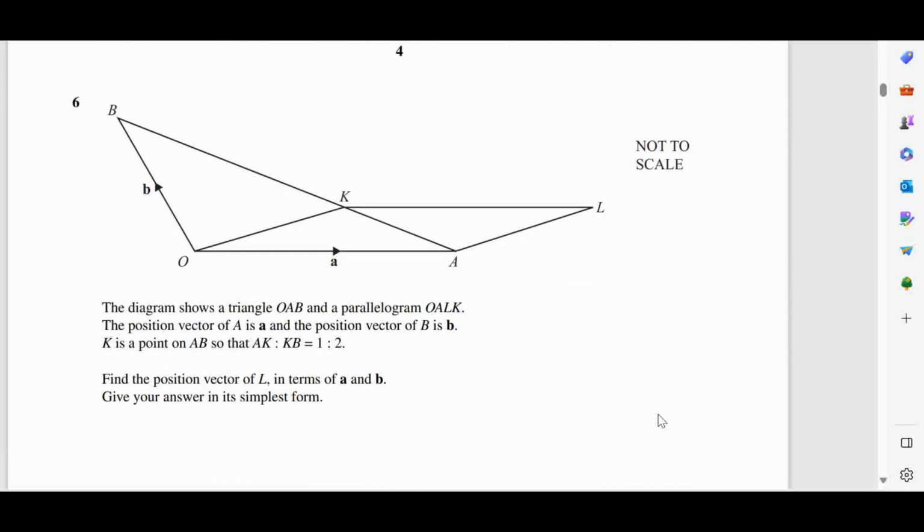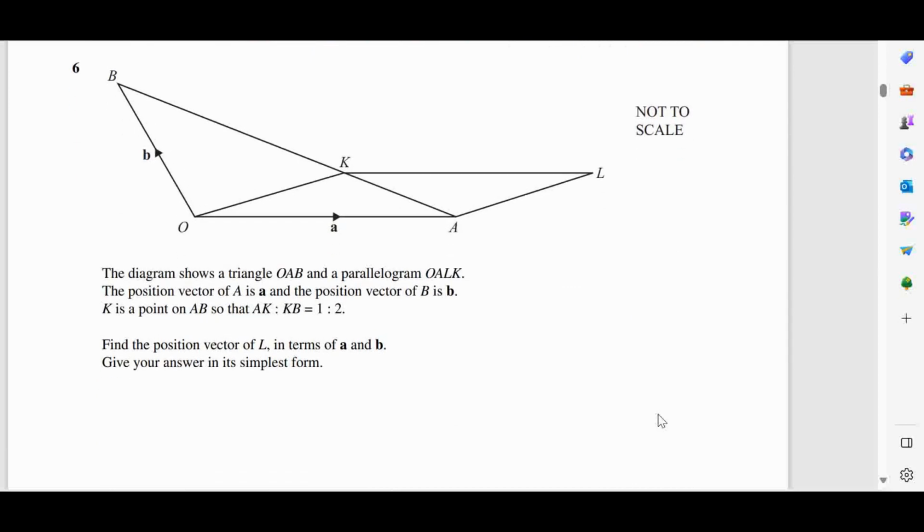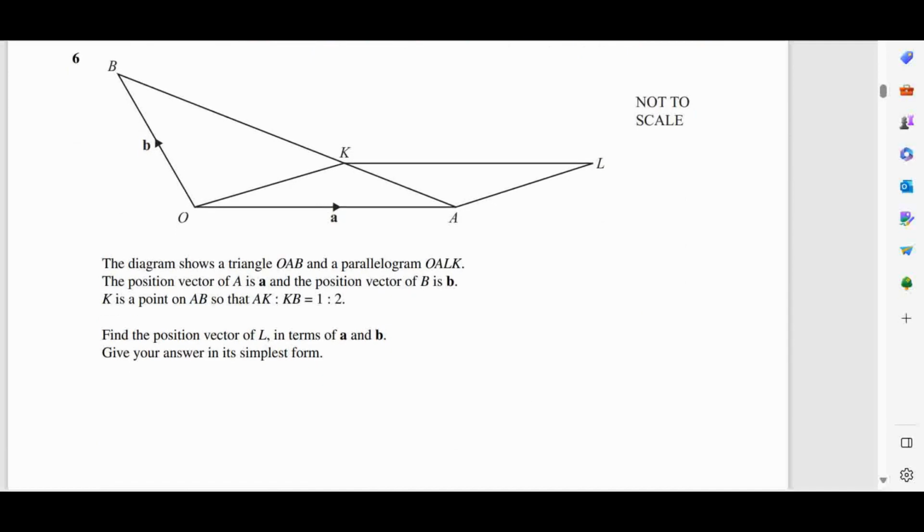Now, this is basically an intermediate level question. The most important thing is to understand the question first. The diagram shows a triangle OAB and a parallelogram OALK. The position vector of A is small a, the position vector of B is small b, K is the point on AB so that AK to KB will be equal to 1:2. Find the position vector of L.